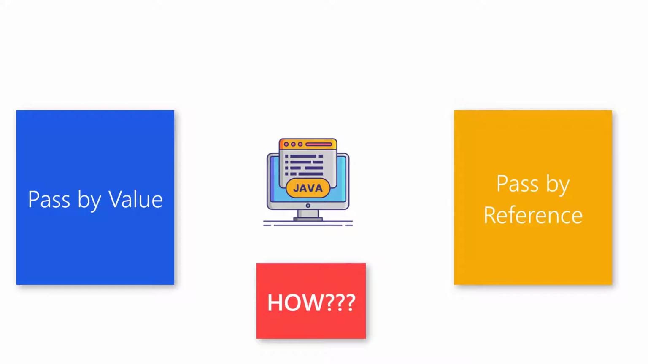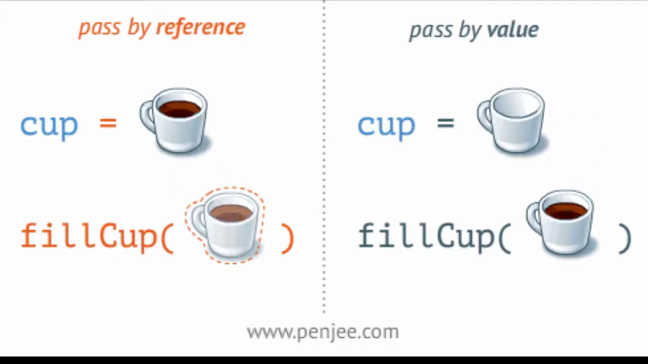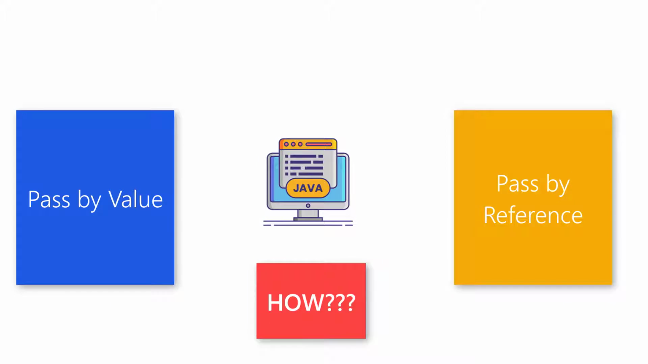So when you talk about pass by value or pass by reference, let's go through this wonderful GIF I found on the internet from a website called penji.com. So let's have a quick look at it. Now, as you have seen, this GIF from penji.com shows the basic difference between pass by value and pass by reference. So how exactly does Java work with it?